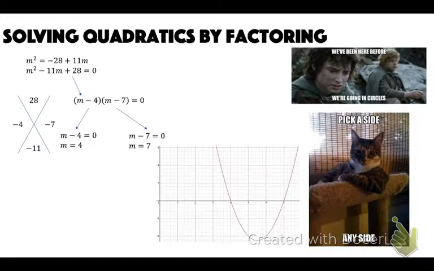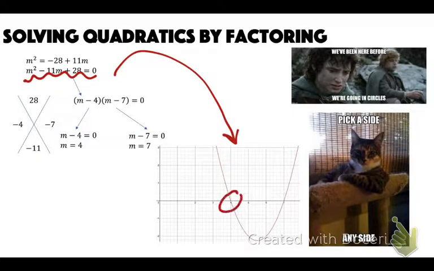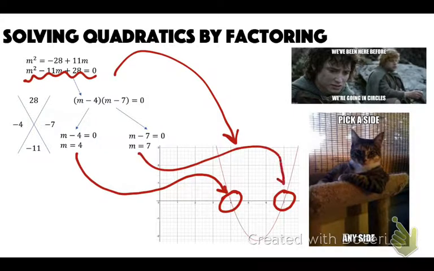Pretty neat. Now, if you were to graph this, the graph would look like this. And notice right here and right here, that's where it's crossing the x-axis. That's where our zeros are. Well, that's the m equals 4. That is the m equals 7. Pretty neat.